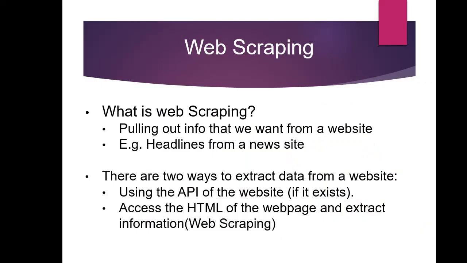What is web scraping? Web scraping is pulling out information that we want from a website. Example, headlines from a news site. Now there are two ways to extract data from any website. One is using the API of the website, if at all they are providing it, and the second way is through web scraping, that is accessing the HTML of the web page and extracting information.